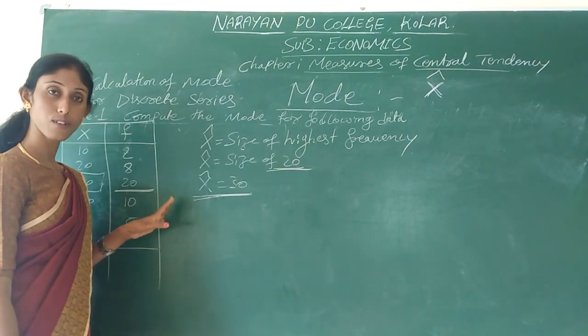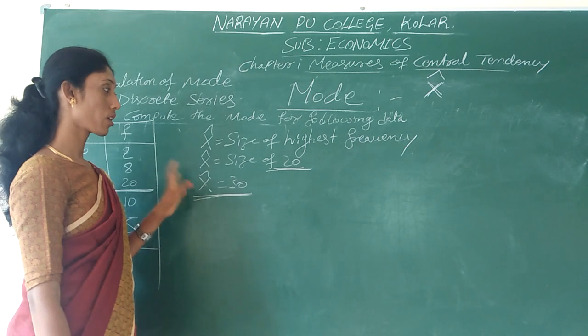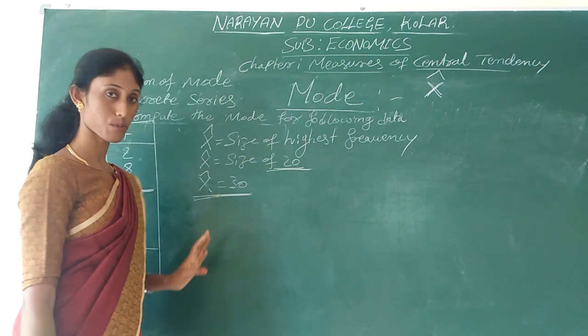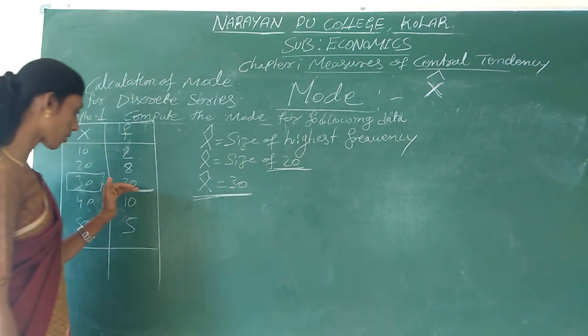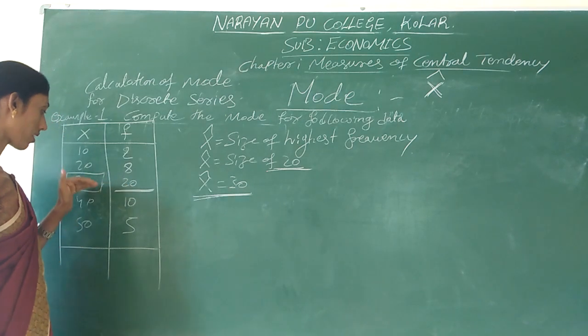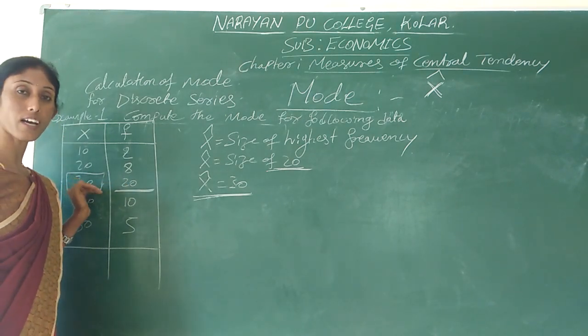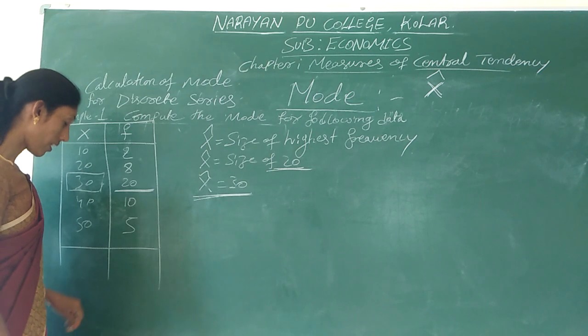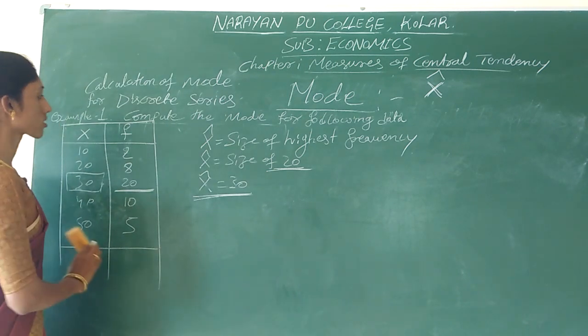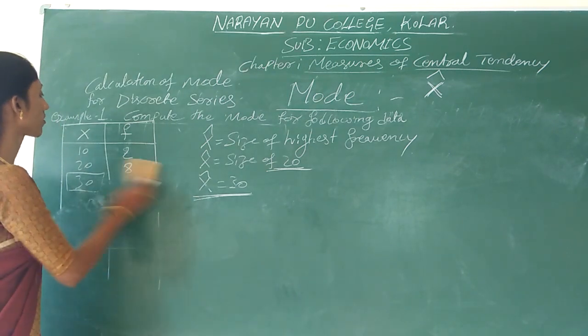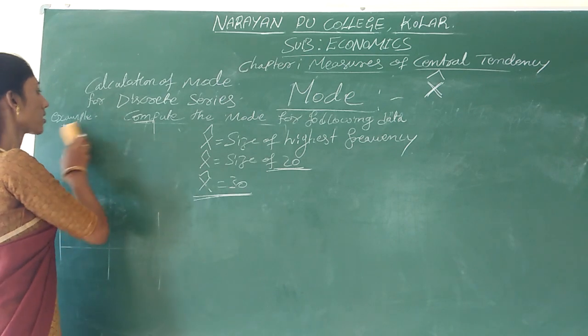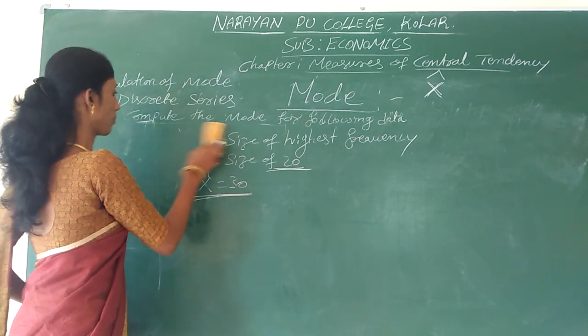It's very simple to calculate mode. Only the formula is size of highest frequency, where it appears, that corresponding value will be called the mode. Then we will solve one more question for this type of data. Take example question 1, 2.